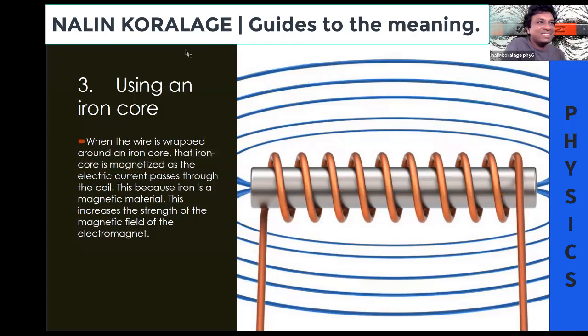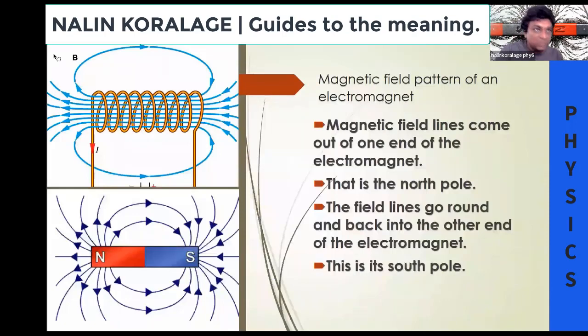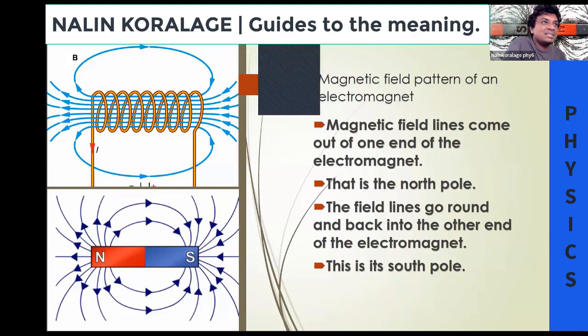That's the target, right? Okay, now with that one we can get into the next one, the magnetic field pattern of an electromagnet. Now what do you think? This is something we have already discussed, and I told you, in this case, assume you have a bar magnet, right?